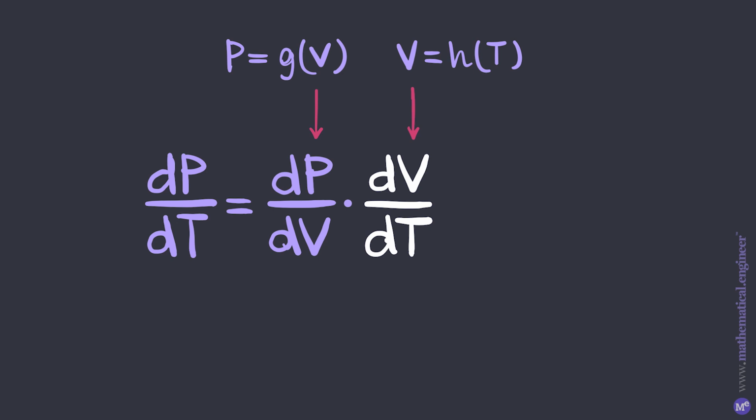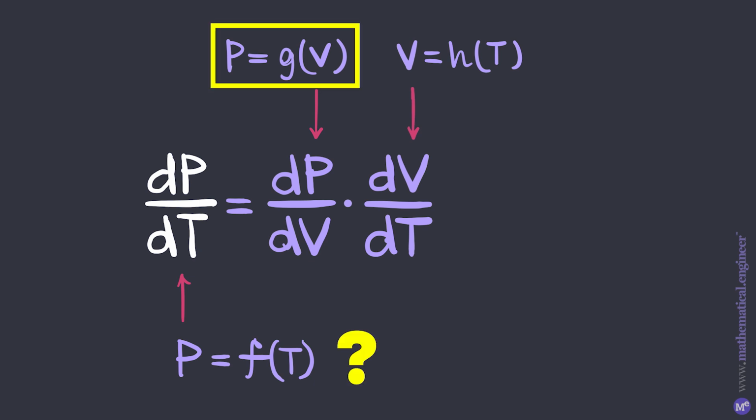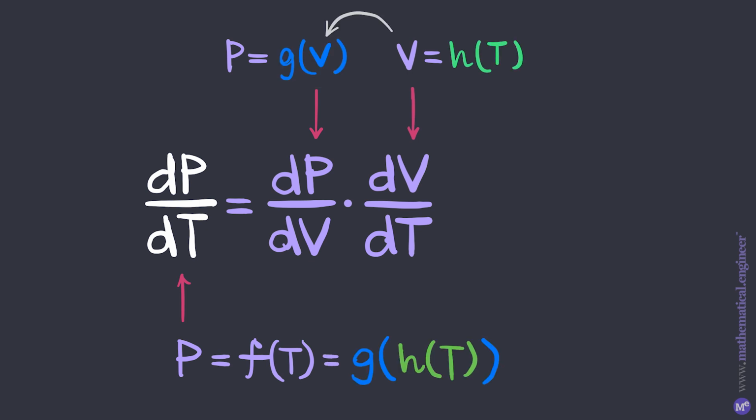Now on the left, the derivative dp dt suggests that p depends on t. But did I just assume p is a function of v? Well, that makes sense too, because p depends on t via v. So mathematically, p equals some function f of t, which is a composite of g with h. So far, so good. The only question that remains is why the three derivatives relate in such a way.